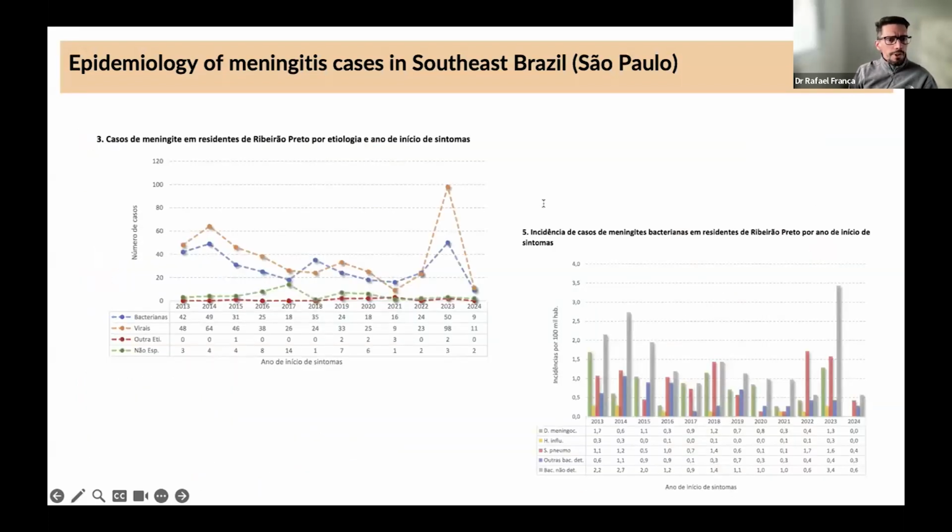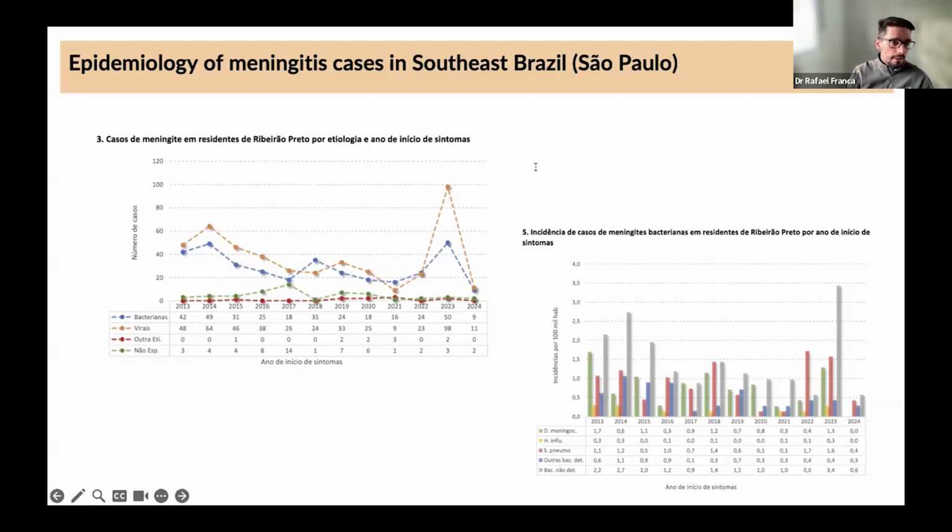And here, just to show, in the municipality of Ribeirão Preto, a small city in São Paulo state, we can see on the left the number of cases reported in 2023. Most of the meningitis cases were caused by viral infection, and the pathogen was not identified in those cases.